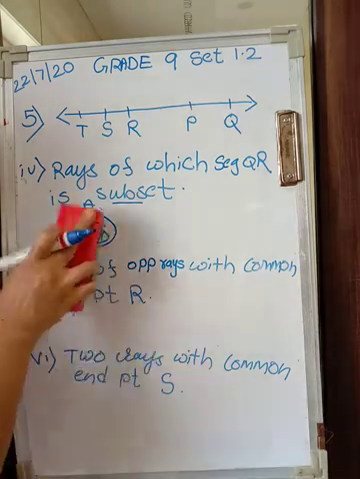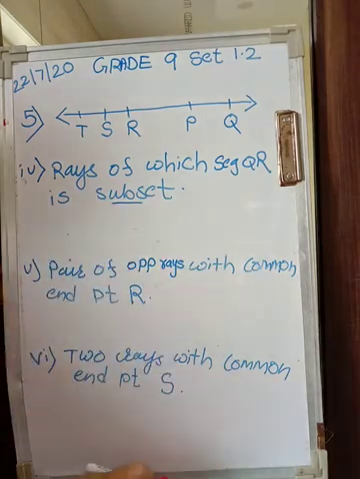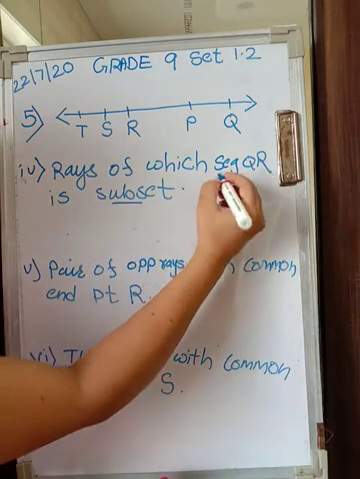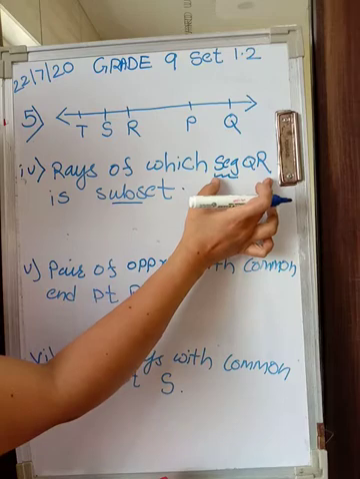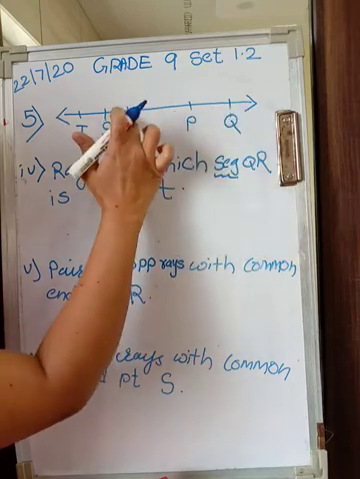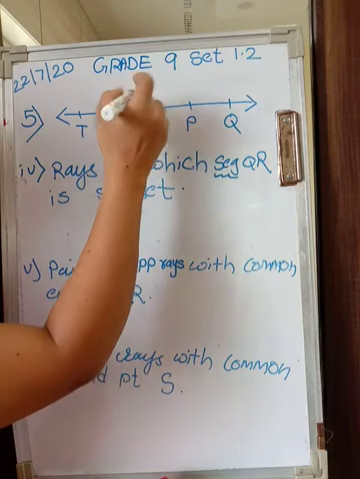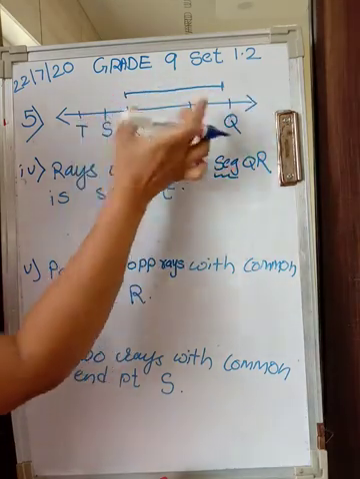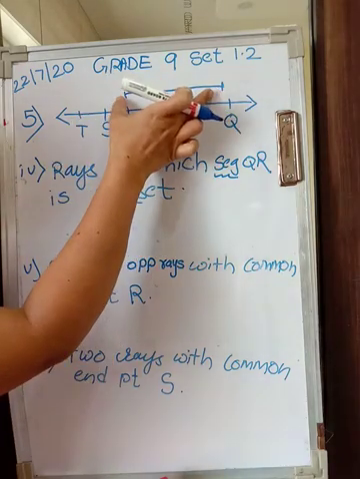So that is to say, rays of which segment QR is subset. Mind this word, segment. Segment means it has endpoints at both ends. So Q to R. Segment can be QR or segment can be RQ. Both meanings are the same. From here to here, this is called the subset. Now, rays of which this is a subset. So which is the ray?